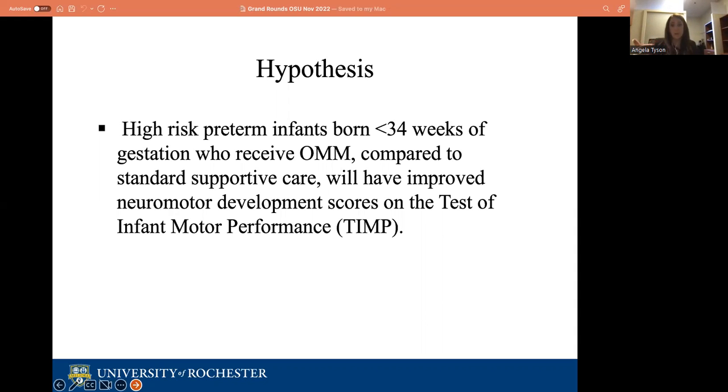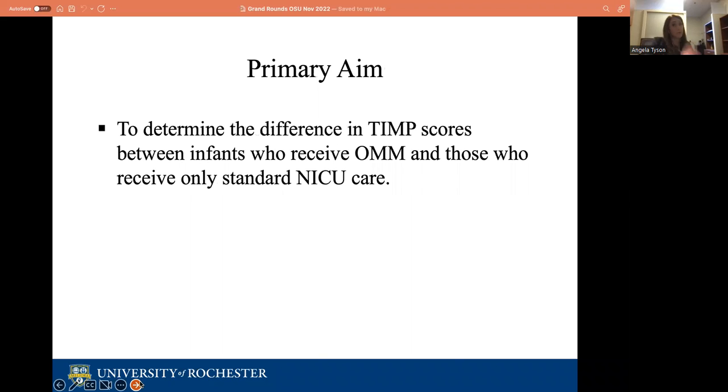Okay, so high-risk preterm infants born less than 34 weeks of gestation who receive OMM compared to those who receive supportive standard care will have improved neurodevelopmental scores on this test of infant motor performance. So I'm predicting if we do OMM on these babies, they're going to have better neurodevelopmental scores, okay? The primary aim is literally just that, except now you are stating it as an aim, a goal that you're doing. So this primary aim is to determine the difference in these TIMP scores in infants who get OMM and those who receive only standard of care. So let's go back a second.